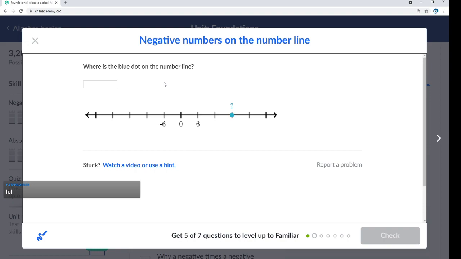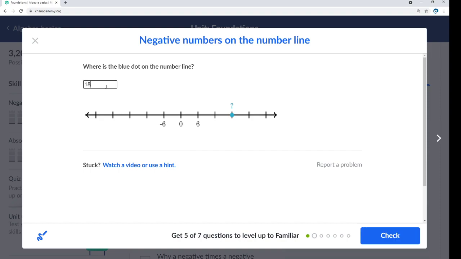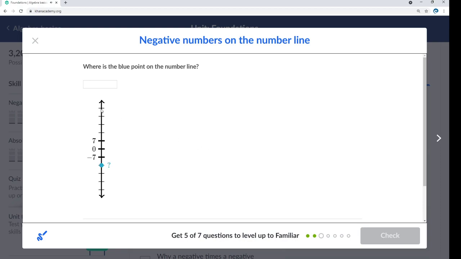So what else? Where is the blue dot on the number line? Okay, so this is 0, right? And then this is 6. And this is -6. So this is going 6 at a time. So this is 12. And then 12 plus 6 is 18, because it's probably incrementing by 6. So we just put the 18 right up in there. Okay. Learn the basics here.